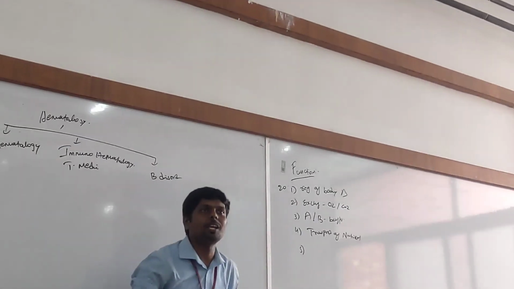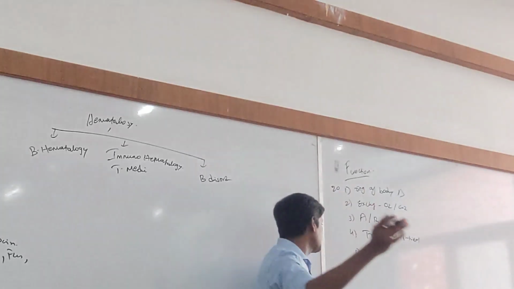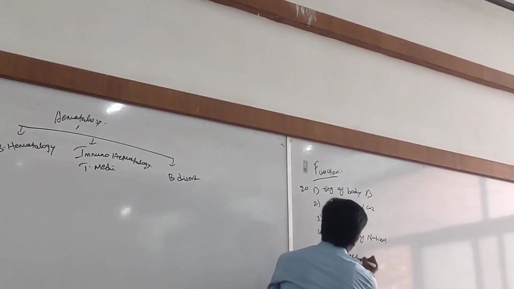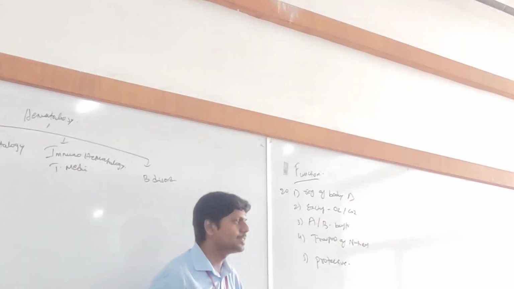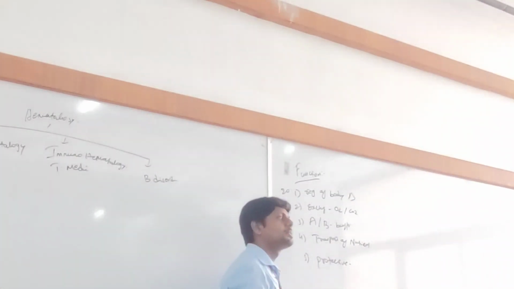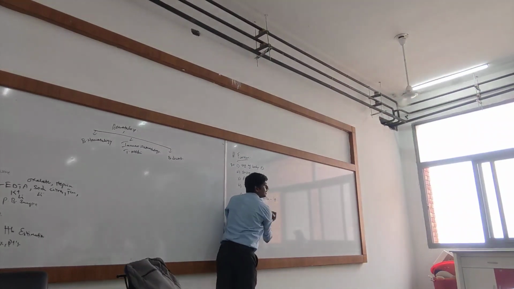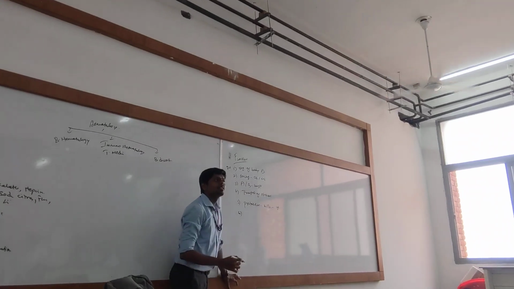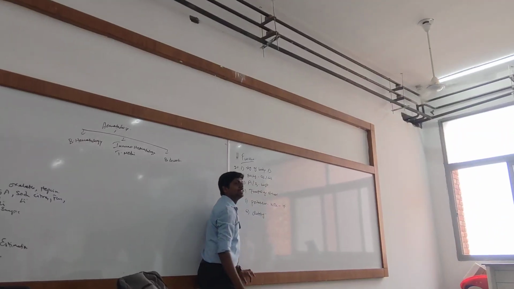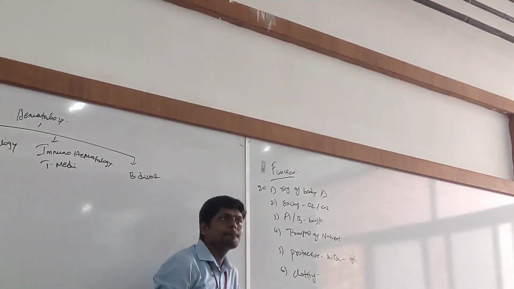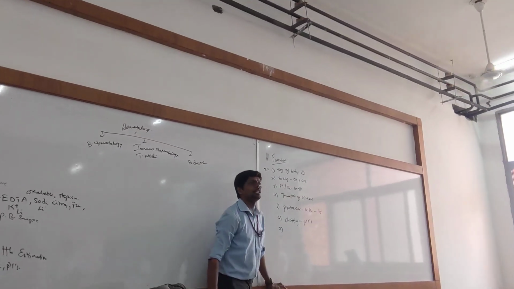So what are the other functions of blood? Very good. Infection protection. Protective role of blood. Why? How will blood protect us? Because it has WBCs and WBCs will fight against infections. Very good. Then clotting activity, clotting function, a very important function, right? Clotting function is mediated by platelets. Very good. Then other functions of blood.